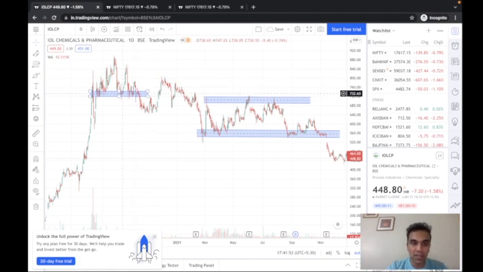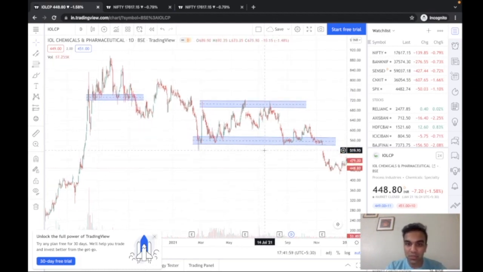That was made visible here. It made a lower high here. Then again, it made a lower high here. And then that support level was broken out.